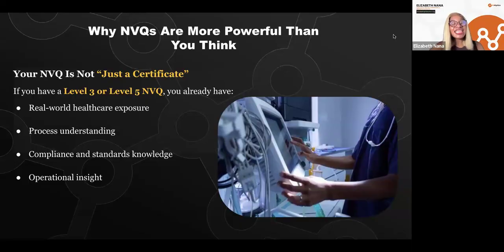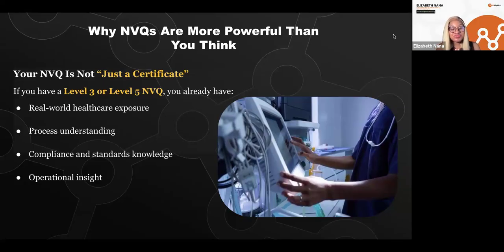Now, another reason why your NVQ is more than just a certificate is that you understand compliance, you understand standards. The healthcare system is a highly regulated system, and this is a system you have operated in whatever capacity, whether as a healthcare assistant, whether as a social worker, whether as a health worker, care worker. This is a system you have operated in. This is an environment you have operated in. And you know that safety, you know that accuracy is very important.